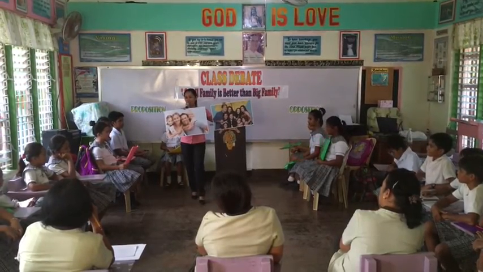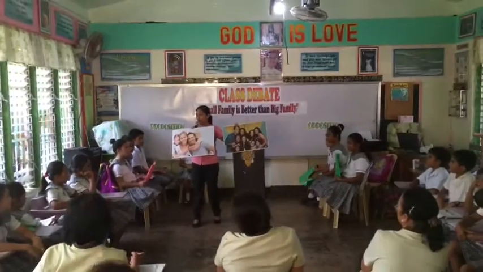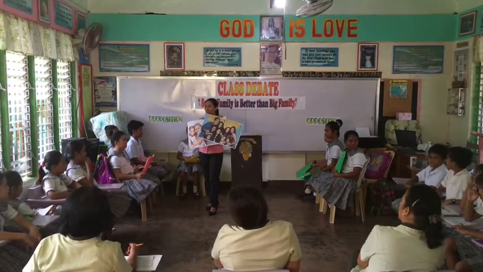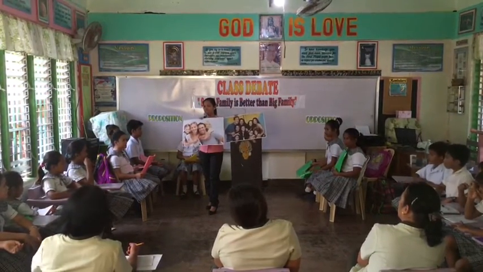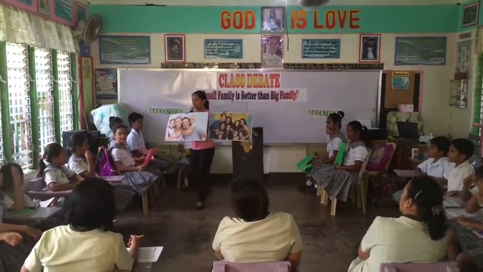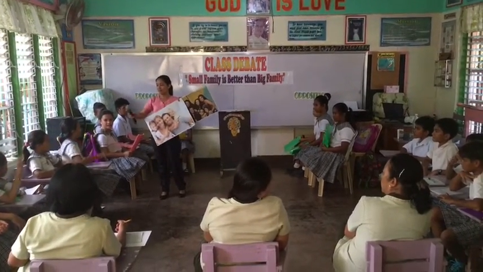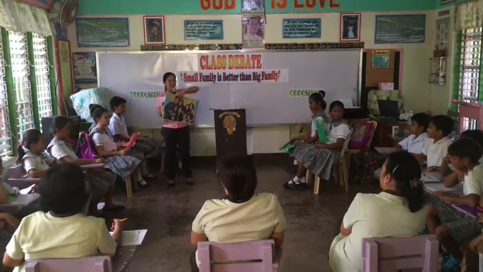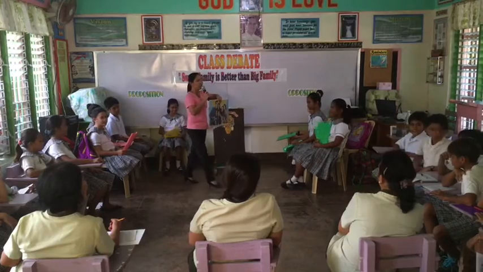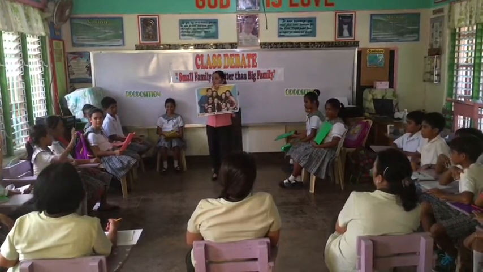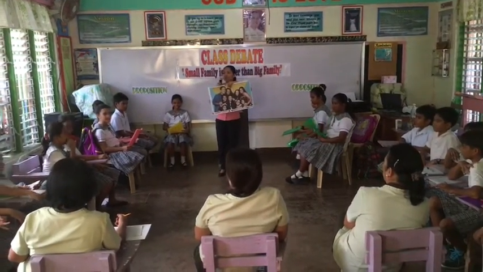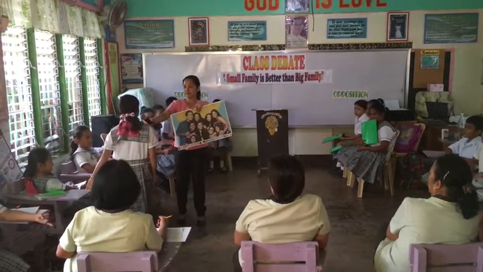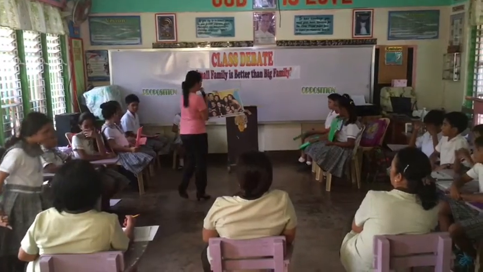When can we say that a certain family is a small family? How many number of children are there in a small family? Sophie. 2. Okay, how about the big family? How many number of children in this picture? Angel. There are 7 children.